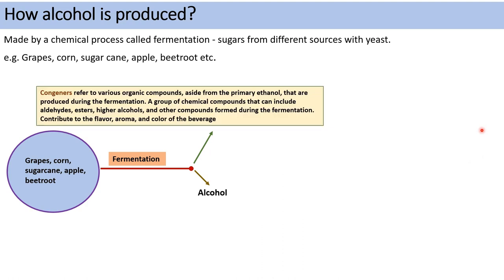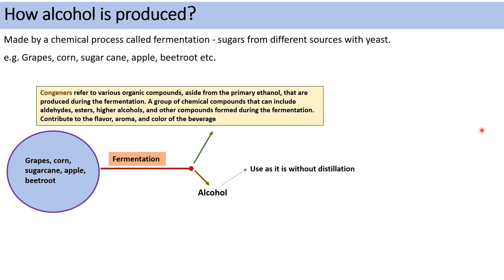Such substances are termed congeners. It is comprised of various organic compounds aside from our primary alcohol. It is a group of chemical compounds that can include aldehydes, esters, higher alcohols, and other compounds. The most important thing that I want to highlight in relation to these congeners is that it adds the flavor, aroma, and color to the beverage.